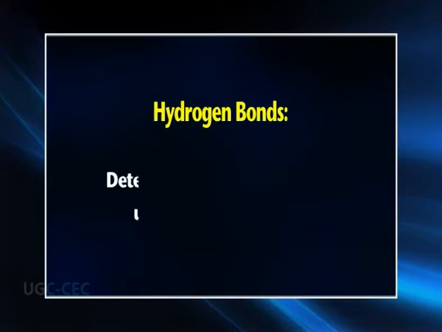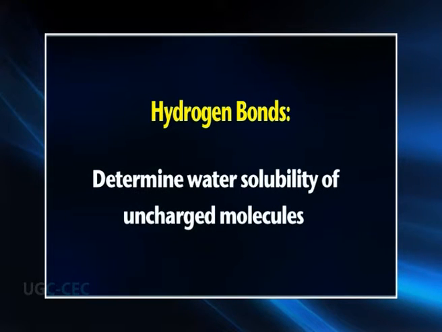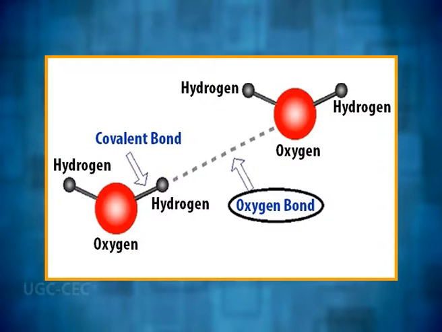Hydrogen bonds determine water solubility of uncharged molecules. A hydrogen bond is the interaction of a partially positively charged hydrogen atom in a molecular dipole, for example water, with unpaired electrons from another atom, either in the same molecule, intramolecular, or in a different molecule, intermolecular. In the strongest hydrogen bonds, the donor atom, the hydrogen atom, and the acceptor atom all lie in a straight line. Non-linear hydrogen bonds are weaker than linear ones.